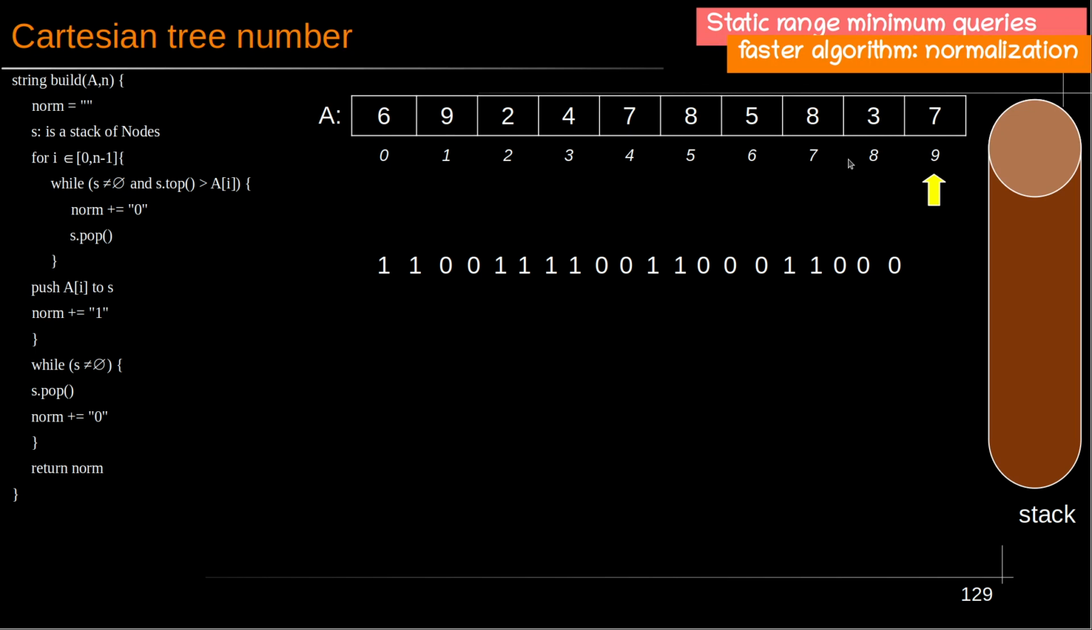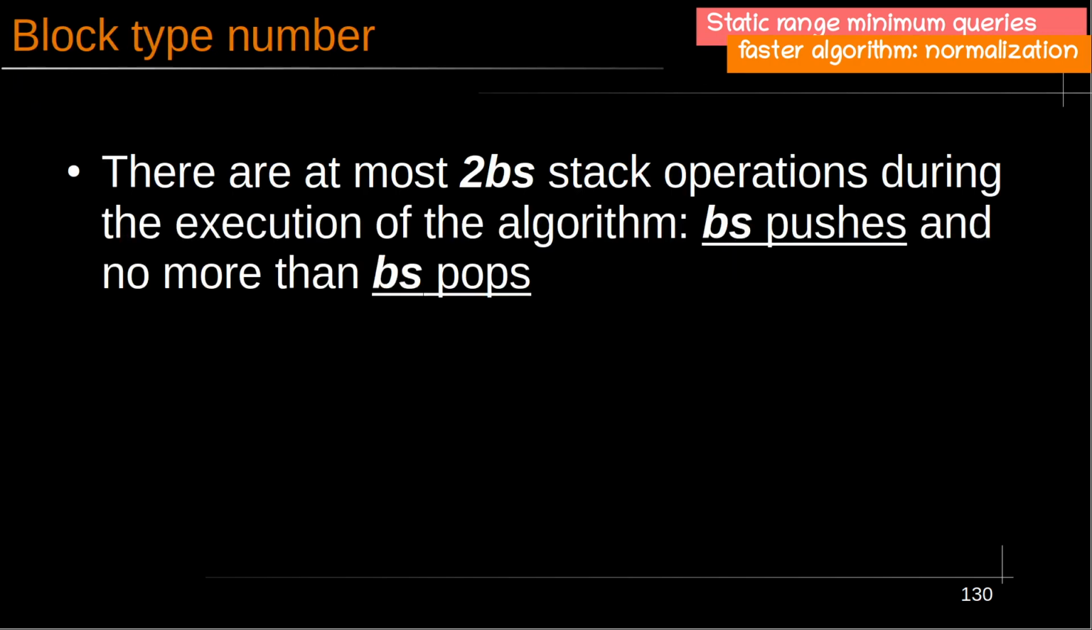So, as we have said in the previous slides, for each element we have a pop and a push at most in the worst case. So at the end we have n pushes and n pops. So at the end we have 2 times the original array. The binary string is of length 2 times the size of the original array. So here, if the blocks of our original array are of size bs, we have 2 times bs as the size of the binary string.